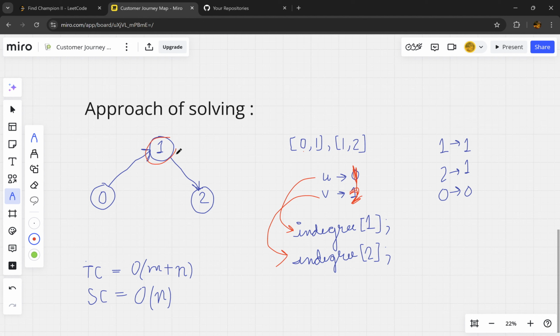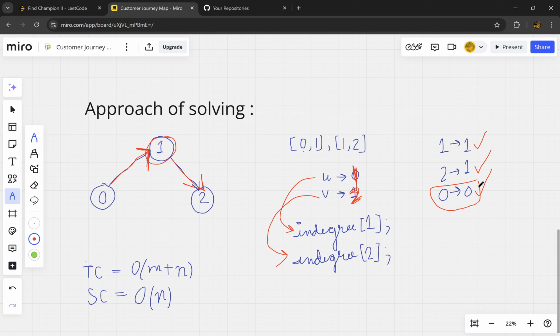For the 1, there is only one arrow coming towards 1, only one. That is why I have written this. But in the case of 2, it is only 1. That is why I have written this. Okay. In case of 0, no arrow is coming anywhere. So in that particular case, 0 is the value.